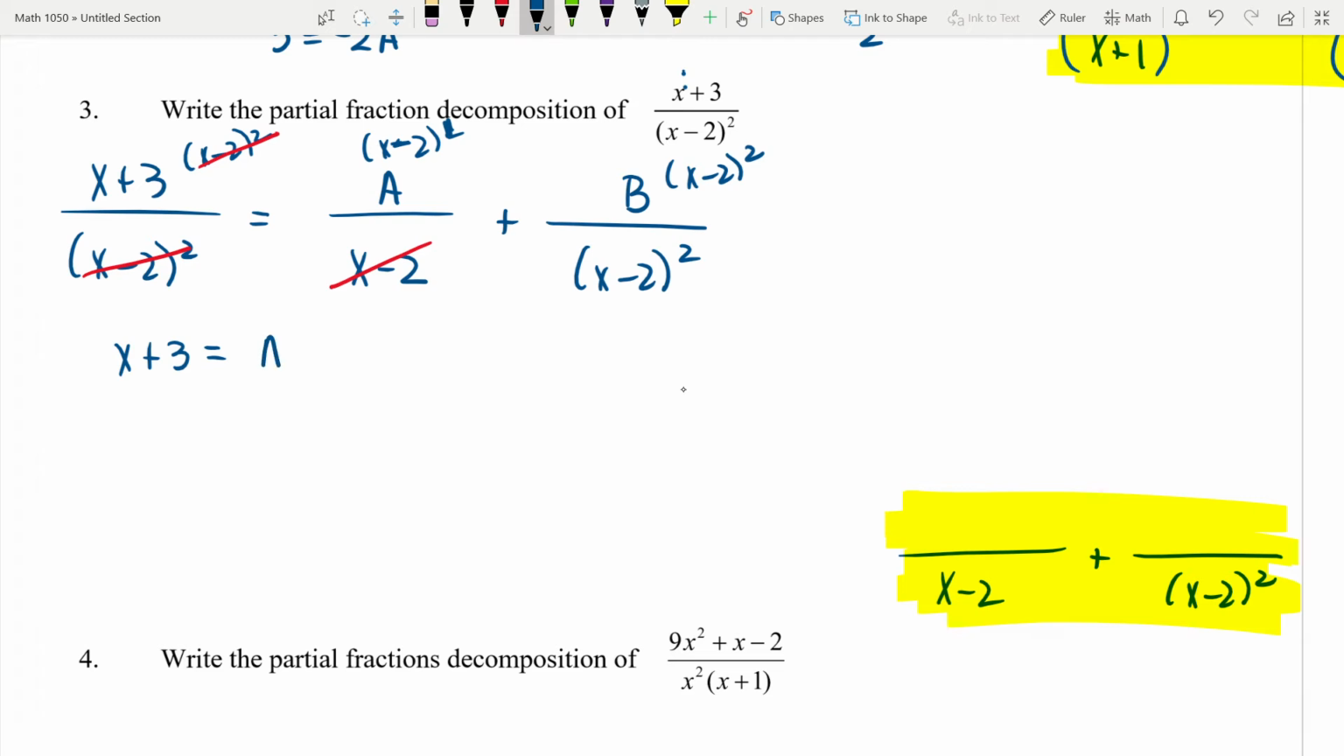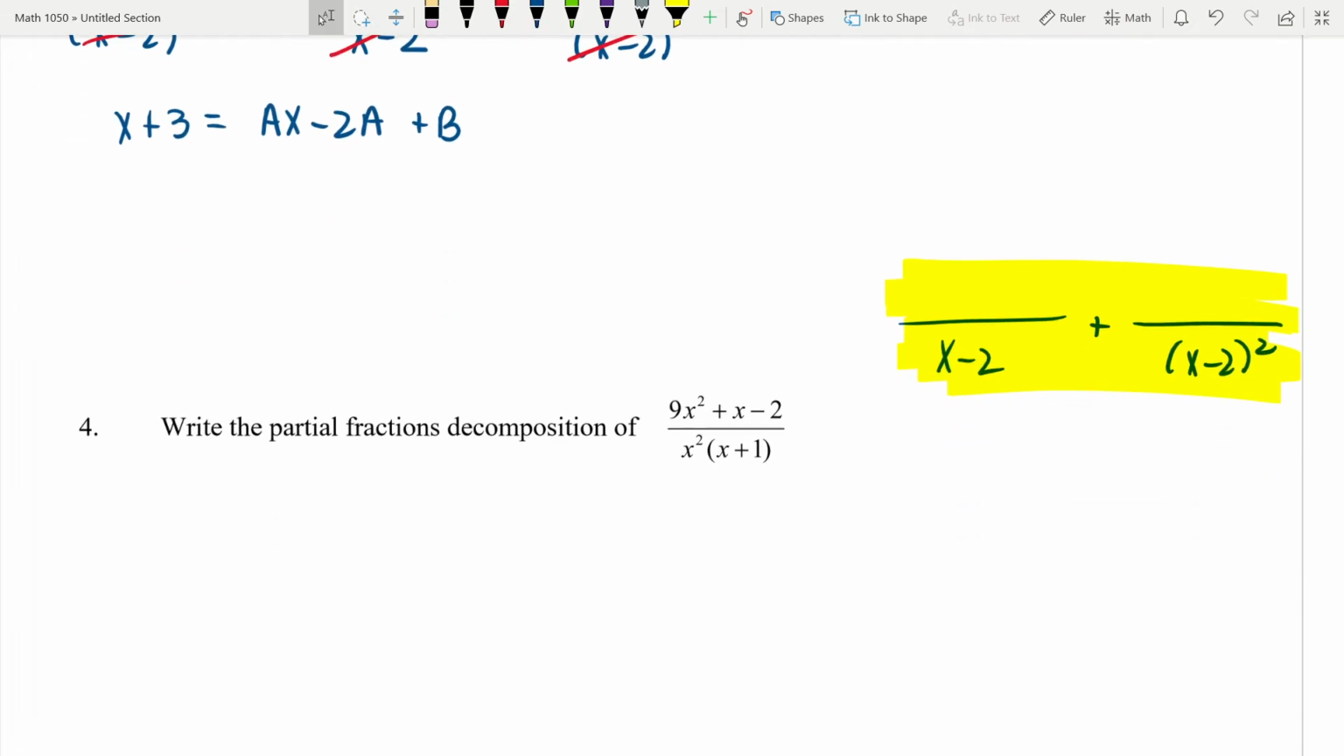Distribute the a, and I have ax minus 2a. For the final one, this x minus 2 squared cancels with that x minus 2 squared, and what I have left is a plus b. Write down everything that does not have an x. So that would be 3 equals negative 2a plus b. Write down everything that does have an x, but don't write the x's down. So 1 times x, that would just be 1, equals a times x, that would just be an a.